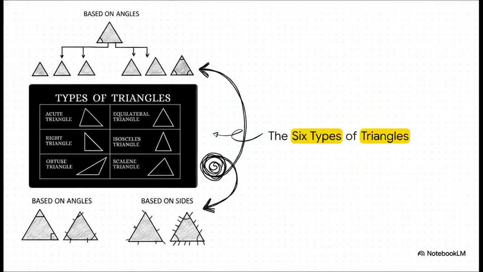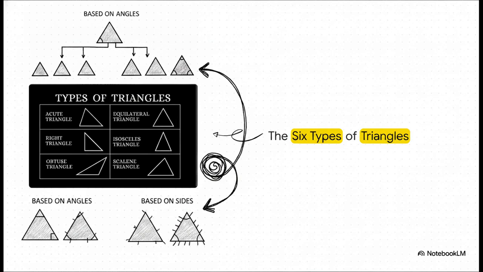Now triangles actually make up a pretty massive family, and we can easily categorize them in 2 different ways, by looking at their angles or by looking at their sides. If we sort them by angles, we have acute triangles, where every single angle is a sharp, small angle less than 90 degrees. We have right triangles, which stand tall with one perfect 90-degree corner, and obtuse triangles, which lean back with one wide angle greater than 90 degrees.